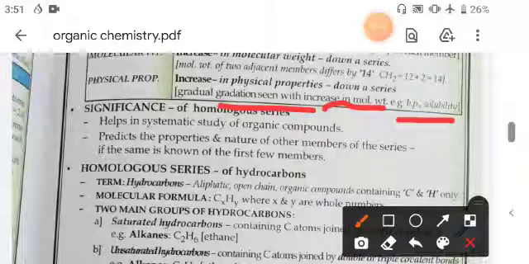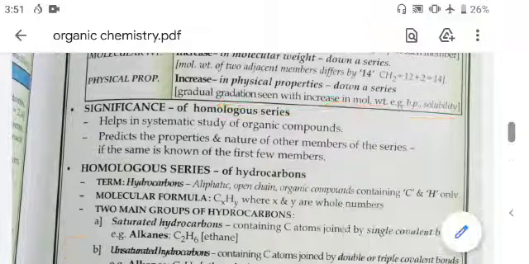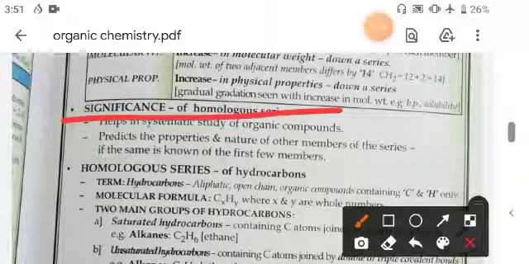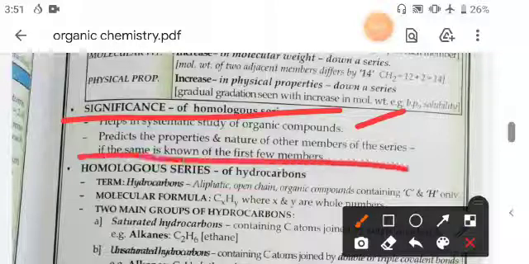Now, the significance of the homologous series. What is the significance? It helps in the systematic study of organic compounds, and it predicts the properties and nature of other members of the series if the same is known for the first few members.